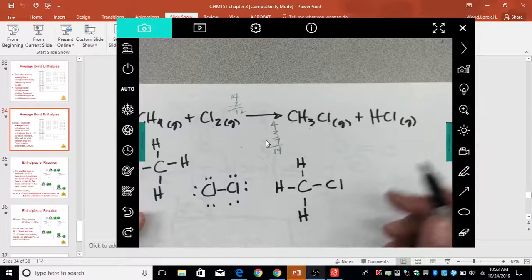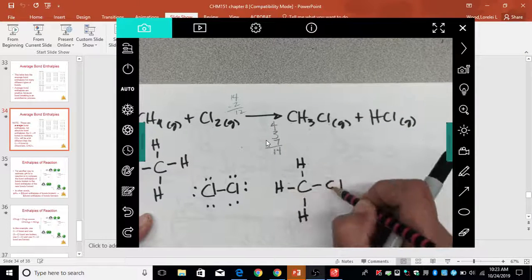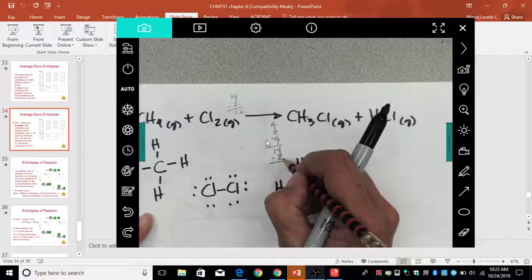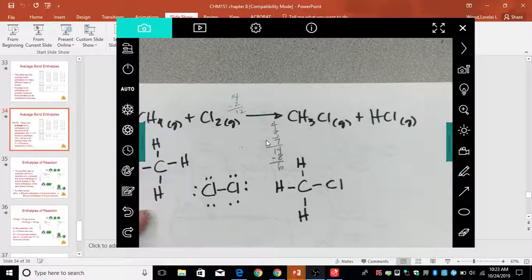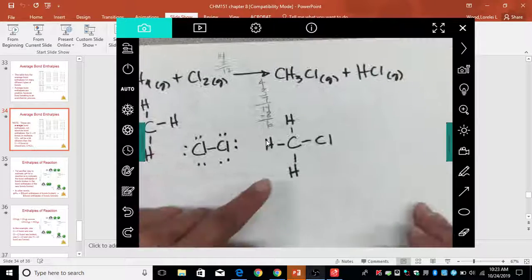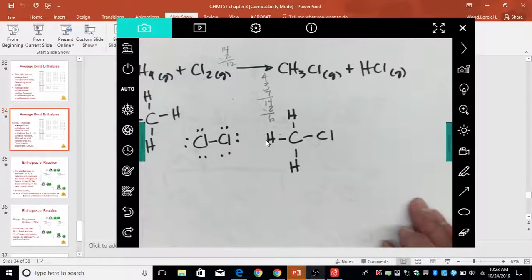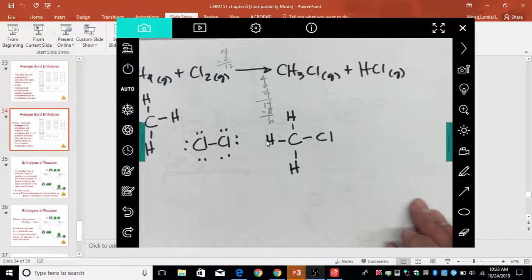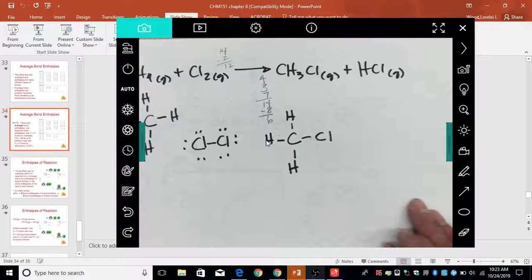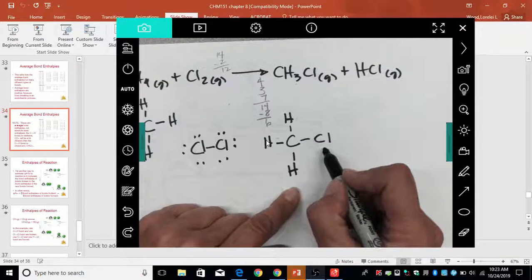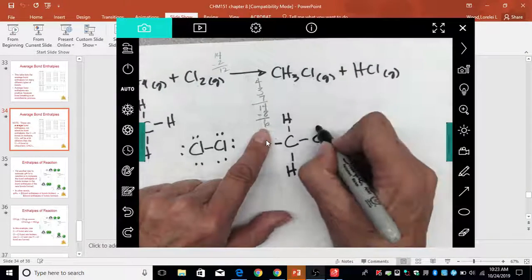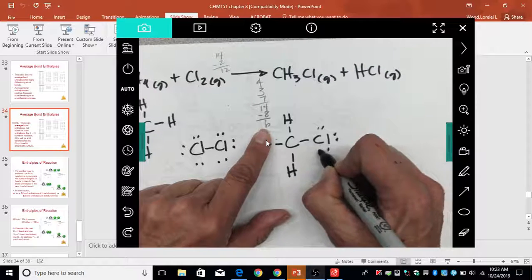CH3Cl. So now I've used 2, 4, 6, 8 for those bonds. I've got a total of 6 left over. So now where am I going to put those last 6? Do any of these hydrogens need more electrons? How about carbon? Or sorry, chlorine. I think carbon's pretty good. Carbon thinks it's got 4. Chlorine needs how many? Well, that's handy. 1, 2, 3, 4, 5, 6.